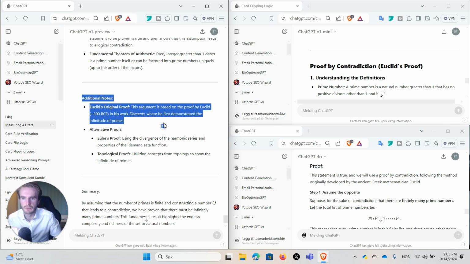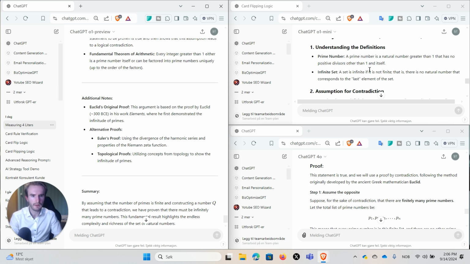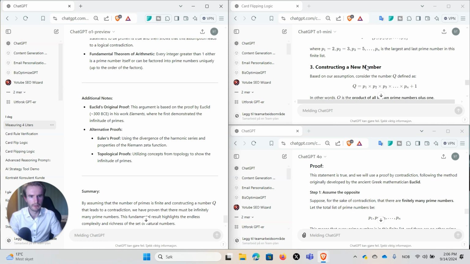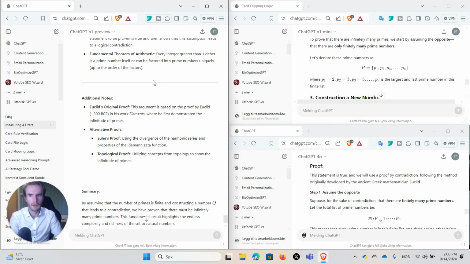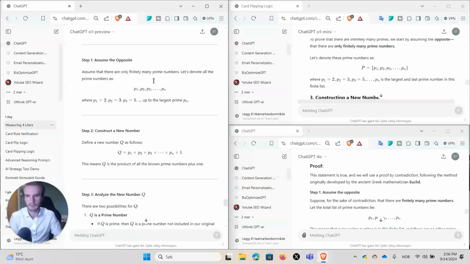Okay, here it mentions Euclid's proof in the end, 300 BC in its work Elements. So here it also includes the actual reference book of where Euclid stated this. So that's also an interesting thing, that it provides more details of the original proof. So that is an interesting takeaway here. So I would say that is a good starting point. But let's see here as well.